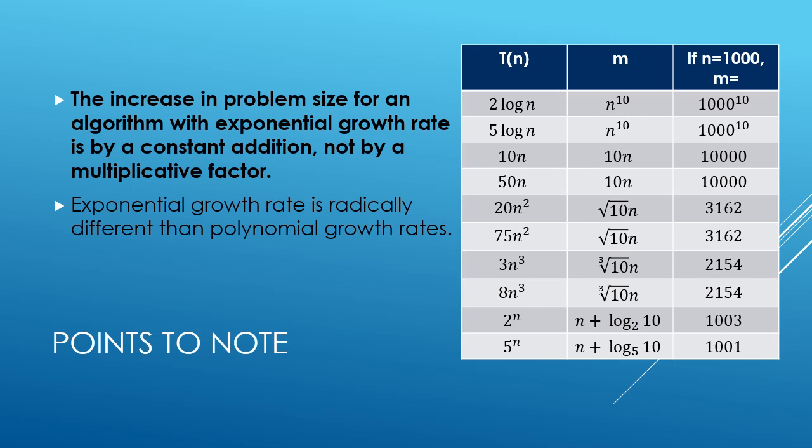When we were working with the algorithm with a running time of 2 raised to n, we came to the equation m is n plus log of 10 to the base 2. And when we were working with the second geometric algorithm 5 raised to n, we came up with the equation m is n plus log of 10 to the base 5. So the improvement happens by a constant addition. And this is decimal improvement, or this is improvement which we don't even consider.